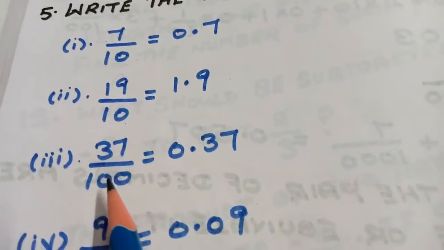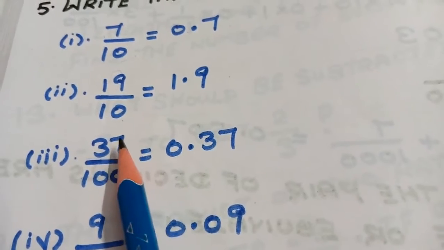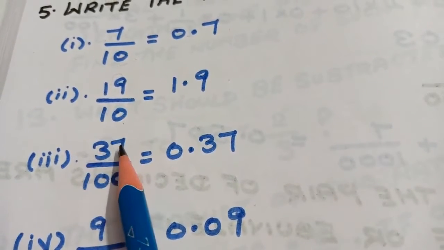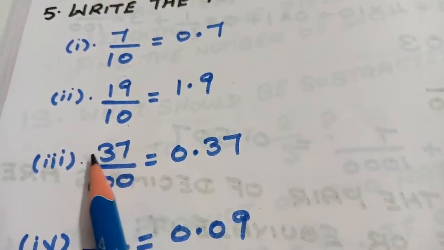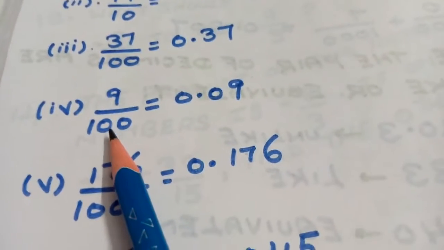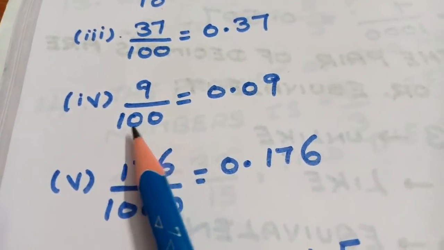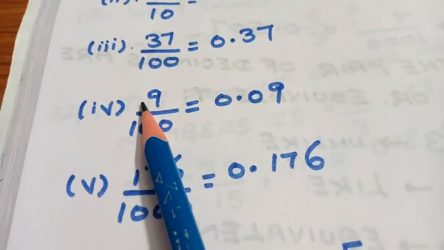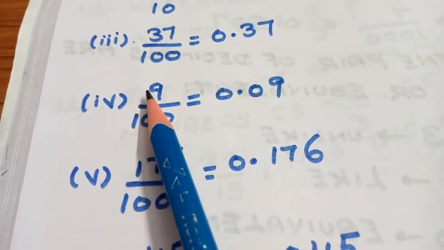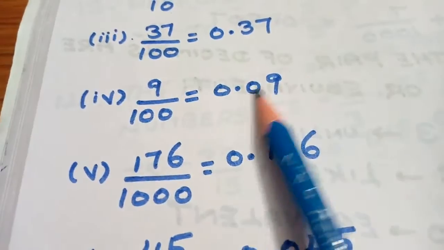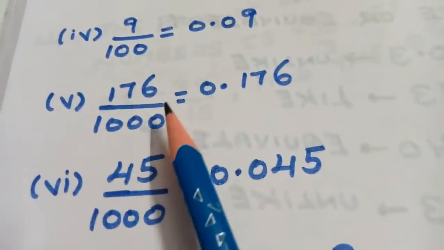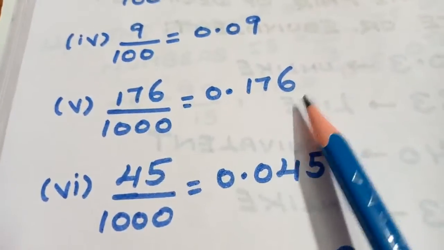That is the concept, students. If you have 2 zeros, you leave 2 digits, the 1s and 10s, and before these you keep the decimal point, that is 0.37. Suppose in this case the denominator has 2 zeros but the numerator has only 1 digit, no problem. Before it you keep the decimal point and put a 0 here, so automatically 2 digits come, that is 0.09. 3 zeros means you leave 3 digits and write the decimal point.